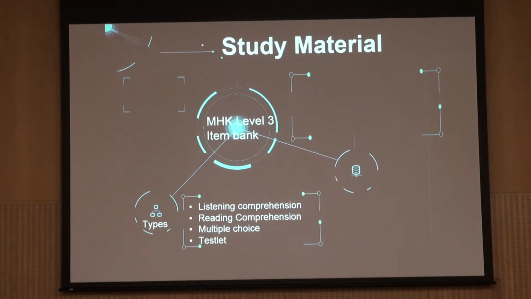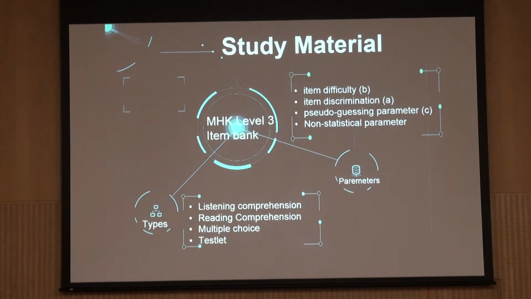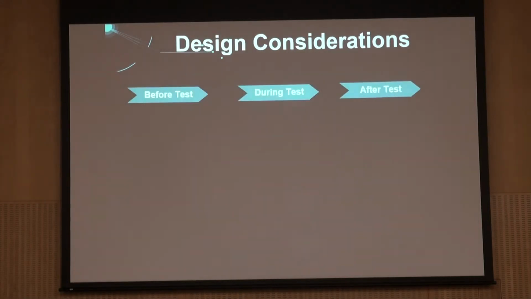Each item will be equated and will be marked with statistic parameters and content parameters. The statistic parameters include item difficulty, item discrimination, and pseudo guessing parameter, and the content parameters include item type, item answer, and so on. Next are the considerations we should think about during the test design.